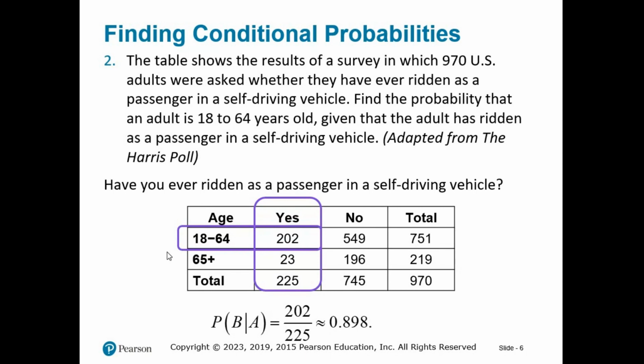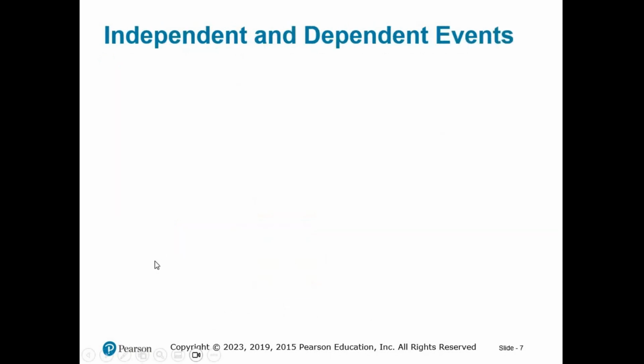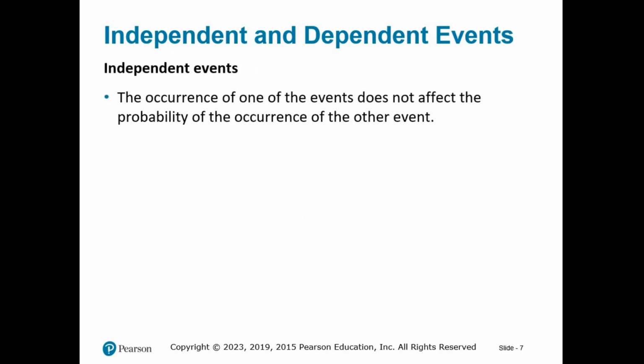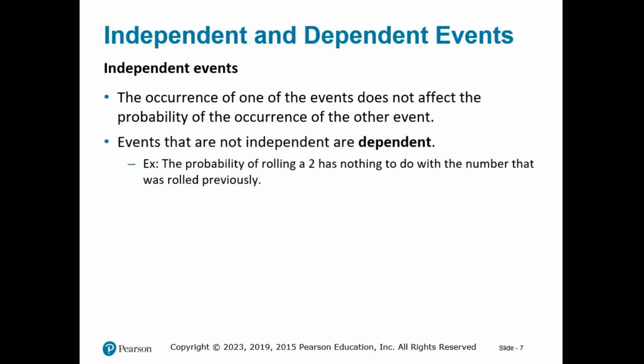Okay, let's do another. Now, some probabilities are calculated based on the independence of the events in question. Two events are said to be independent when the occurrence of one of the events does not affect the probability of the occurrence of the second event. Events that are not independent are said to be dependent.